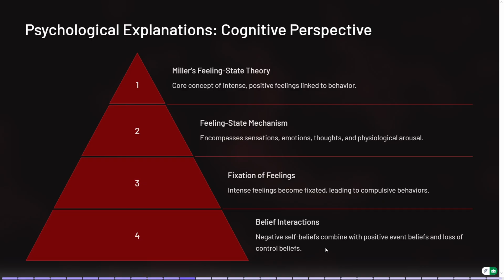All right, now let me break this down. Negative self-belief, when you combine that with positive event belief and loss of control belief. Let me try to process that. What do I mean by that again? This basically talks about when you have a negative belief about yourself.